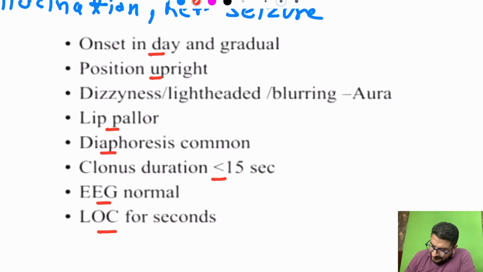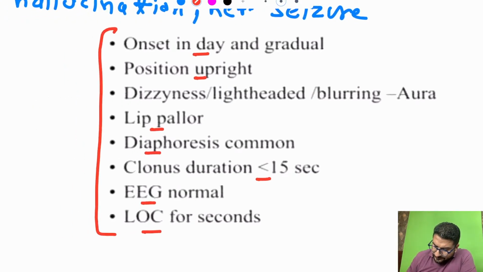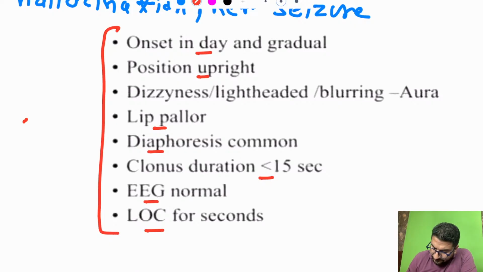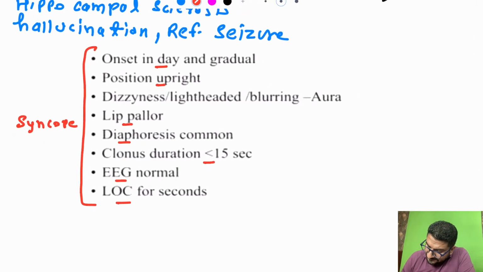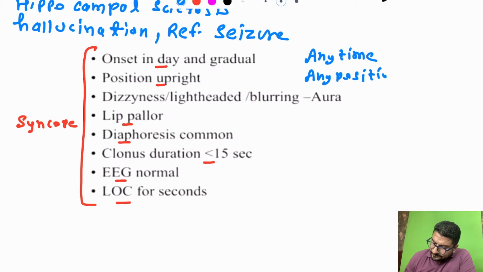So understand this thing. These are the points which I just told you. We call this syncope. So what will happen in seizure? If you ask me to write the differential diagnosis, how will you differentiate? So onset will be any time. Seizure can happen at any time. Position will be any position. Dizziness, lightheadedness, blurring, these are absent.